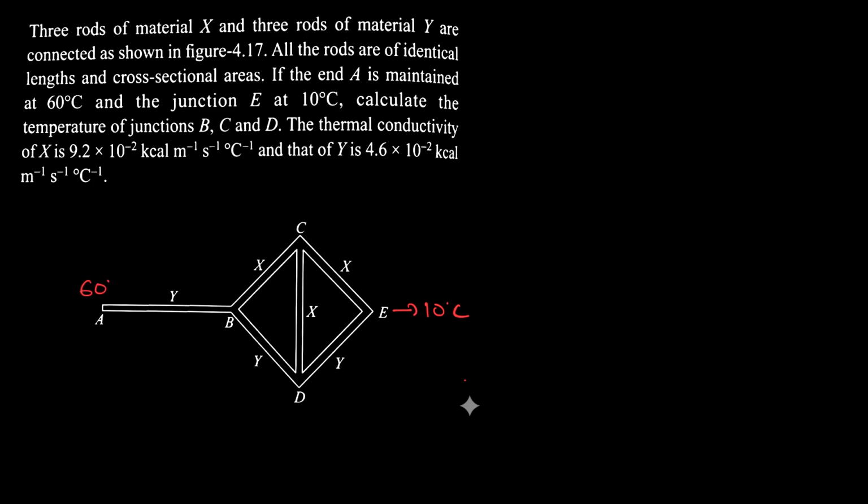What they are asking for is the temperature of junction B, then junction C, and then junction D. So they are asking for the temperatures of junctions B, C and D. Let's say the temperature of junction B is TB, junction C is TC, and similarly junction D is TD. Now simply we have to use Kirchhoff's rule.